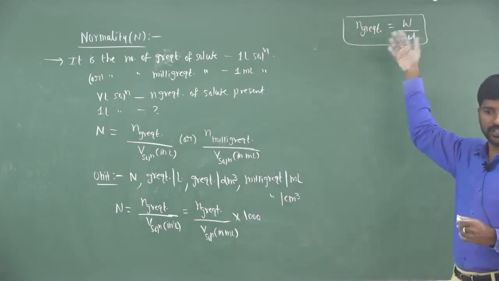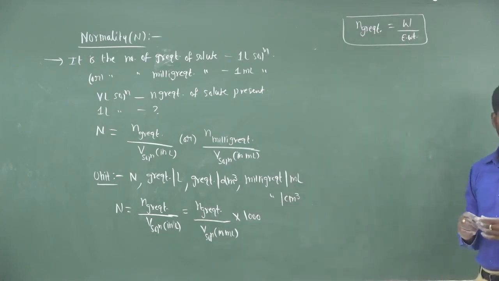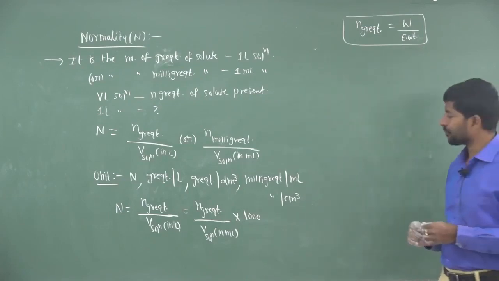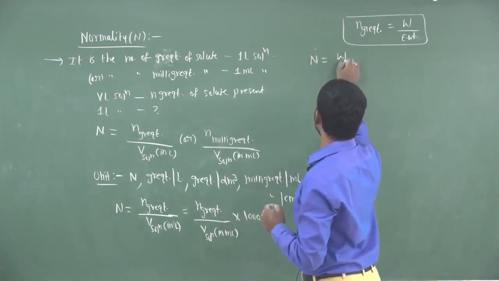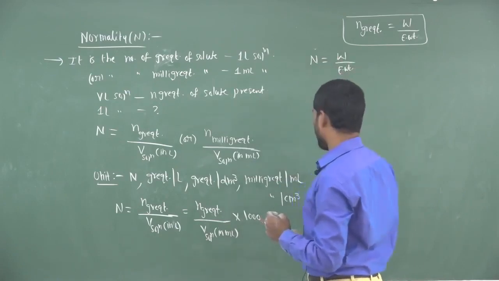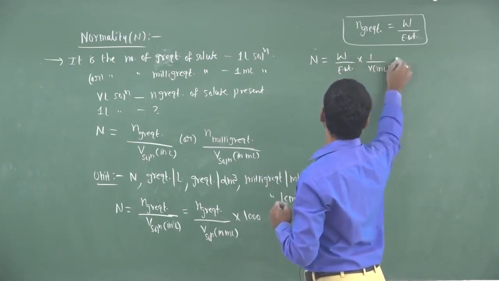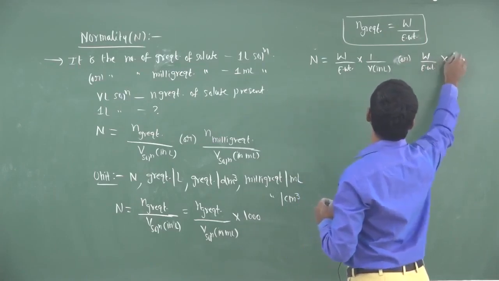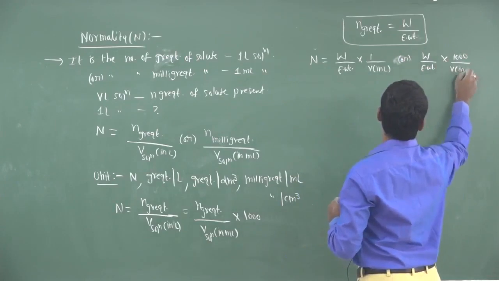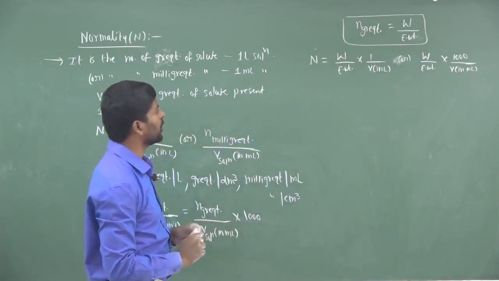Later I will explain how to calculate the equivalent weight of a given substance. At this moment just remember number of gram equivalents is equal to weight by equivalent weight. So normality is equal to weight by equivalent weight into 1 by V in liters, or weight by equivalent weight into 1000 by volume in ml.